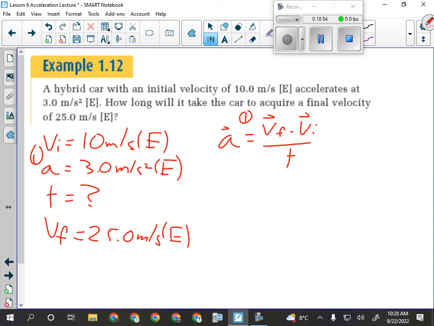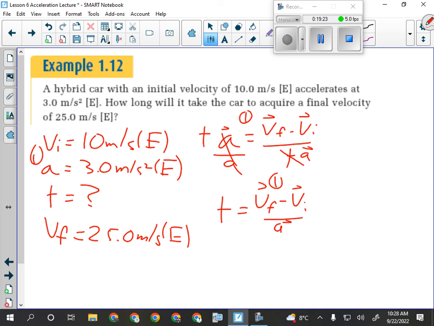Sometimes I even give you a mark for picking the right formula, so write down the formula you're going to use. Then you need to manipulate. If I want to get T by itself, I'm going to have to multiply both sides by T, and then divide both sides by A. Now I'm set up like this: VF minus VI over A. You'll get a mark for your manipulation.